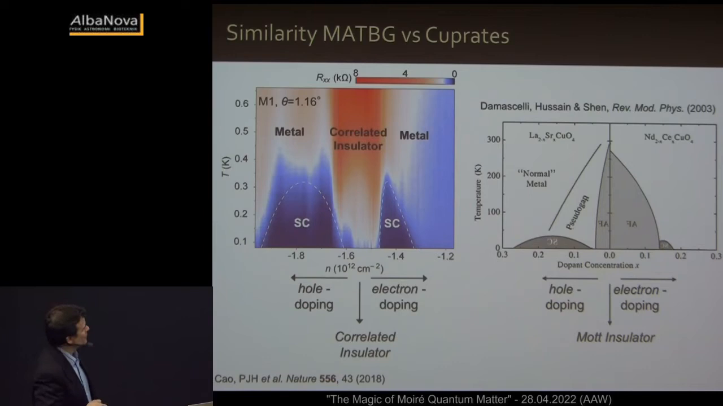In magic angle graphene, at 2 holes per moiré unit cell, same thing happens. At 2 electrons per moiré unit cell, you have a correlated insulator state. If you add holes, you have a big superconducting dome. If you add electrons, you have another superconducting dome. Now, there's a big difference between these two pictures. This is a theoretical phase diagram.